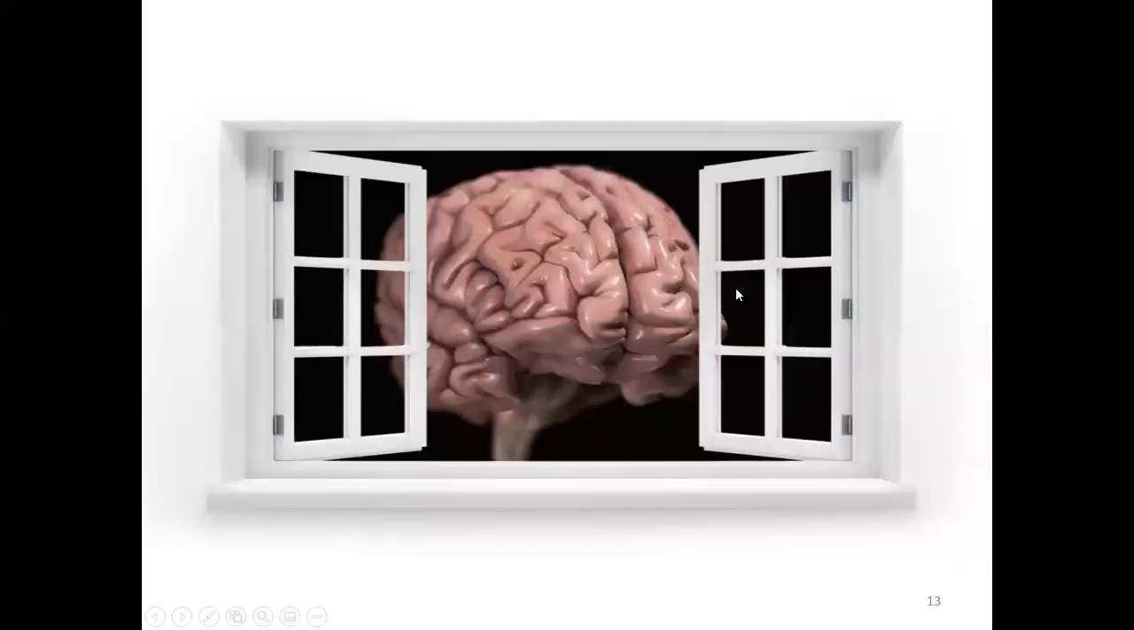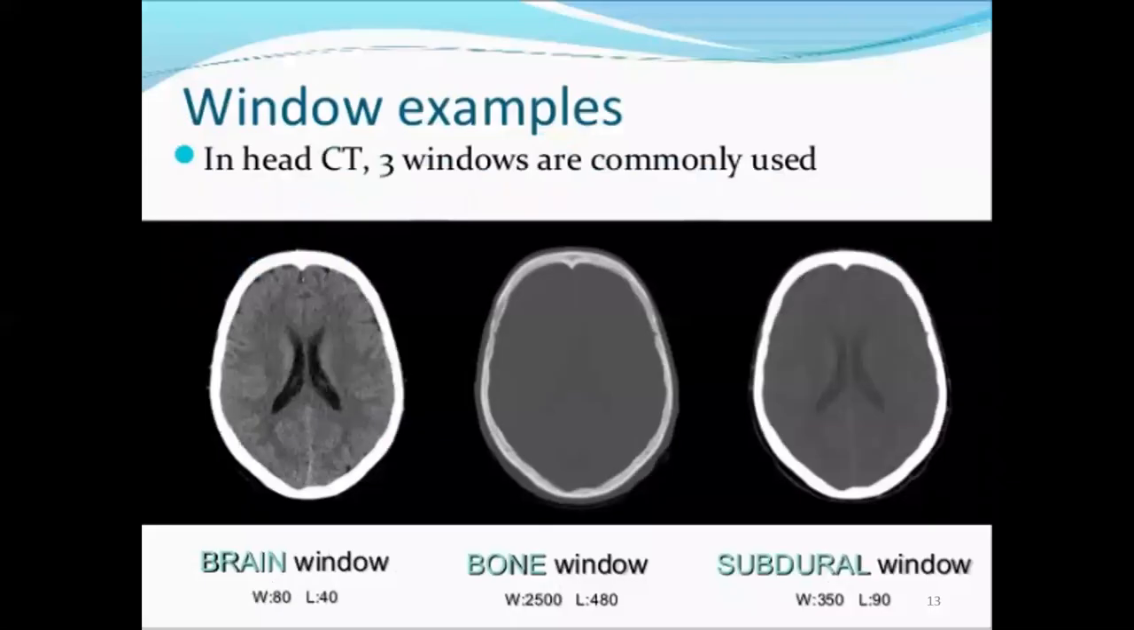Window width and window level are different for different body parts. These are the three common windows we commonly use. For the soft tissue or brain window, window width is 80 and level is 40. For the bone window, width is 2500 and level is 480. For the subdural area, where you see hemorrhages, window width is 350 and level is 90. These are various examples of window widths and levels.